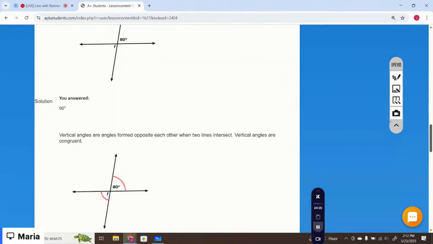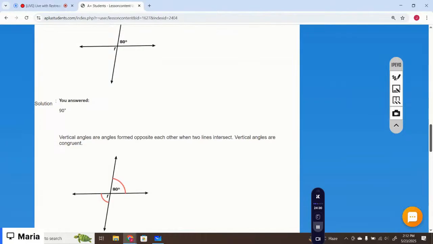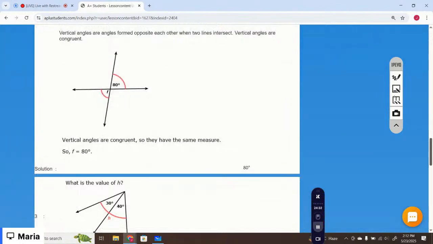Angle F and the 80 degree angle are vertical angles, right? Vertical angles are angles formed opposite each other when two lines intersect. Vertical angles are congruent, so they have the same measure. So F equals 80 degrees.